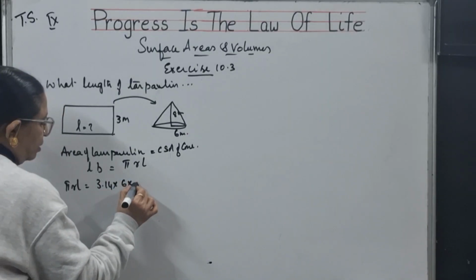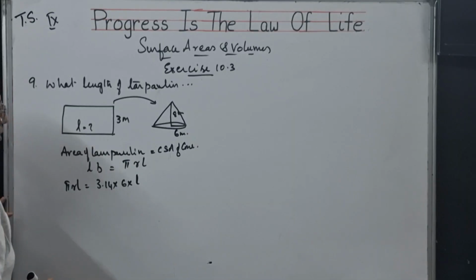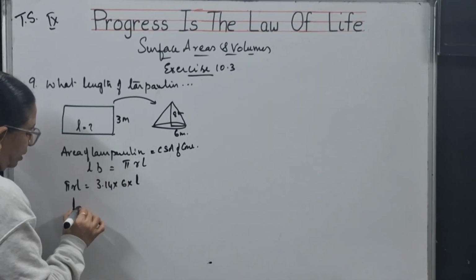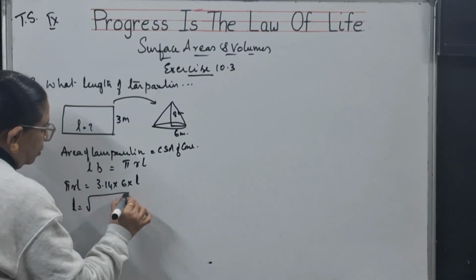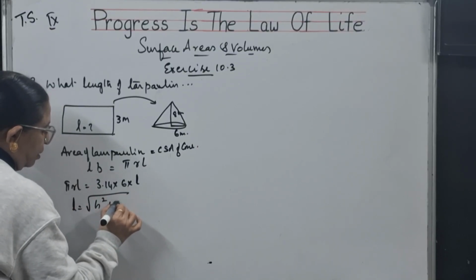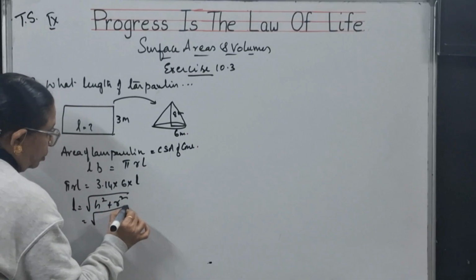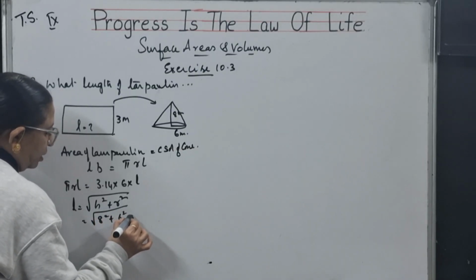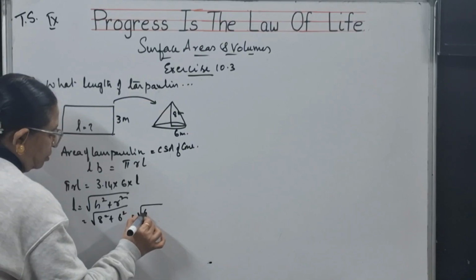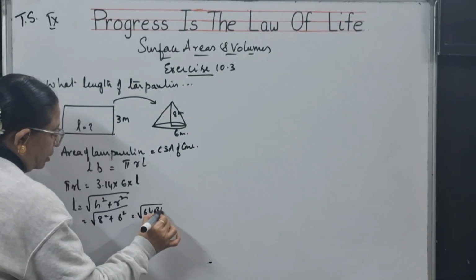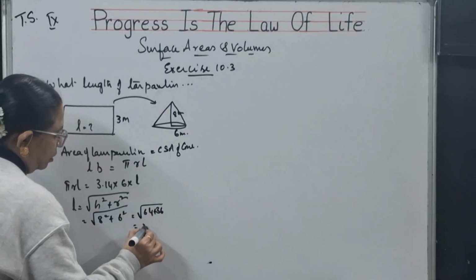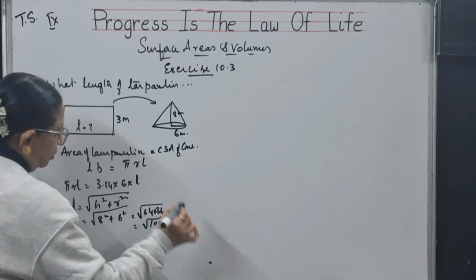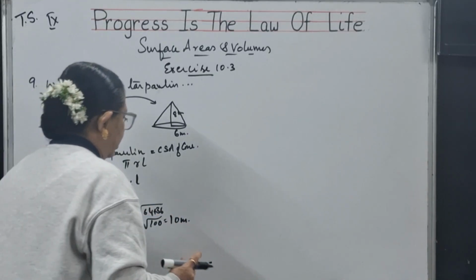In this, L means not length, L is the slant height, which we have to find out. We don't know it. So what is the slant height, children? Slant height is root of h square plus r square. That is root of h is 8 square plus r is 6 square. That means root of 64 plus 36. How much are you getting? Root of 100, that is 10 meters. We have got L as 10 meters.